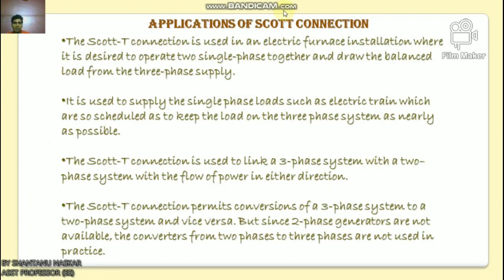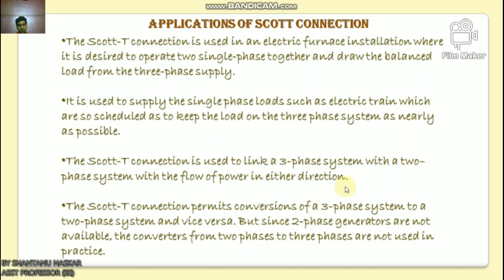Now I will discuss the applications of Scott connection. These are the following applications. Number 1, the Scott connection is used in an electric furnace installation where it is desired to operate two single-phase furnaces together and draw a balanced load from the 3-phase supply. And number 2, it is used to supply single-phase loads such as electric trains, which are so scheduled as to keep the load on the 3-phase system as nearly balanced as possible.